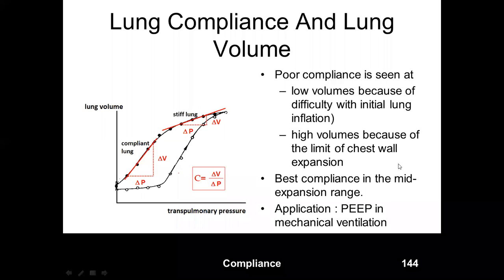So compliance and elasticity are opposite to each other. While compliance makes the balloon bigger, elastic recoil makes it smaller. Now, that is for the layperson.